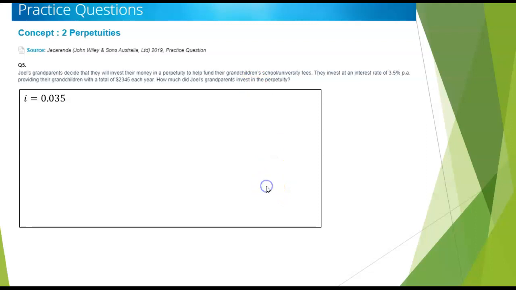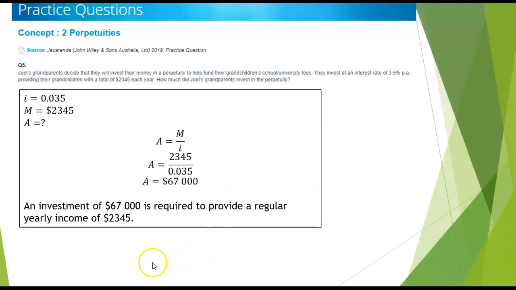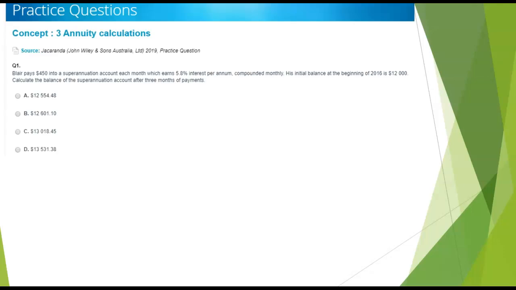So let's write down what we know. 3.5% expressed as a decimal. They want a payment of $2,345. So here is our formula. Substitute in, and we get a value of $67,000. So Joel's grandparents will have to put in $67,000 to ensure that their grandchildren get $2,345 income per year. Okay, moving on to concept 3, annuities.